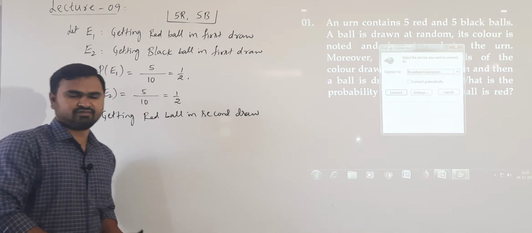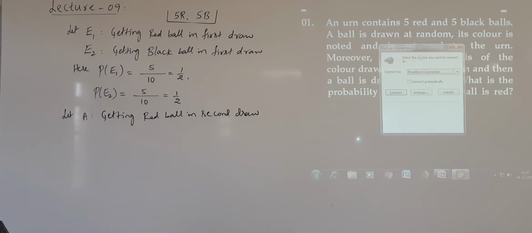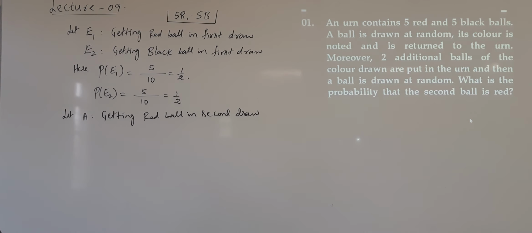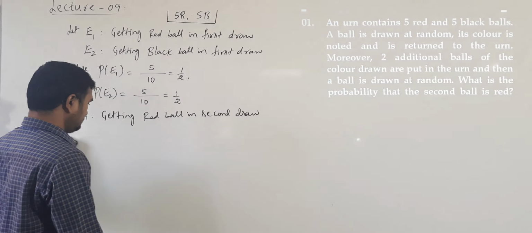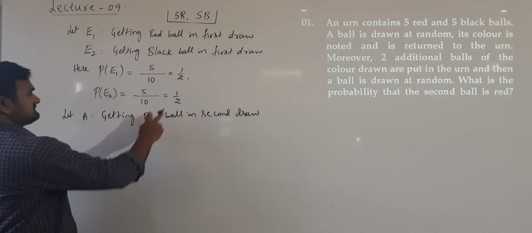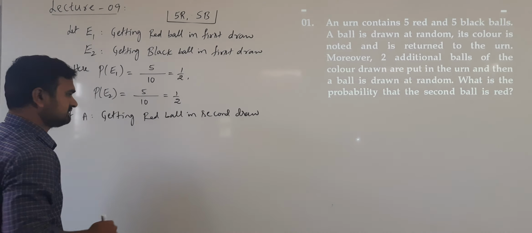Okay, A is the event of getting a red ball in the second draw. So this is the event we are interested in. This is the probability of the event we are interested in. So this can occur in two cases: if the first ball is red or if the first ball is black.